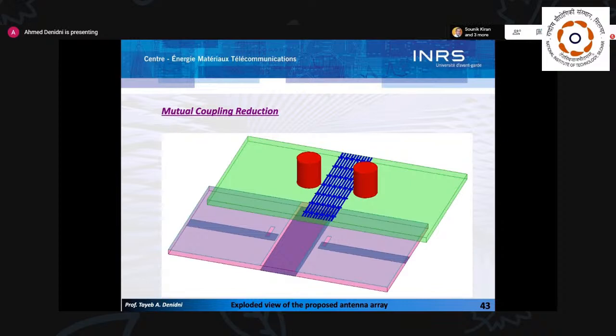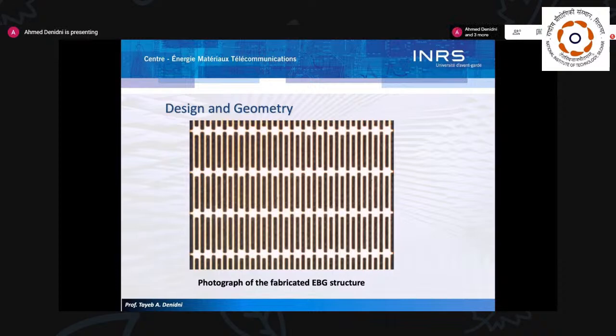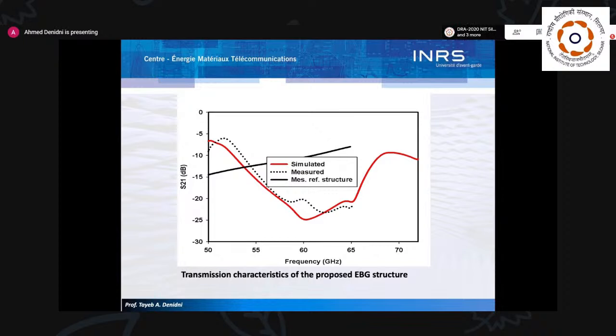And we fabricated this structure, you can see the photo, just a periodic structure. And we measure the S21 here without EBG and here with EBG. We can see that we can improve the mutual coupling between these two DRAs. This is the response of this EBG.